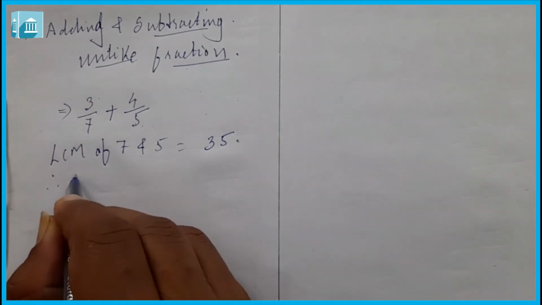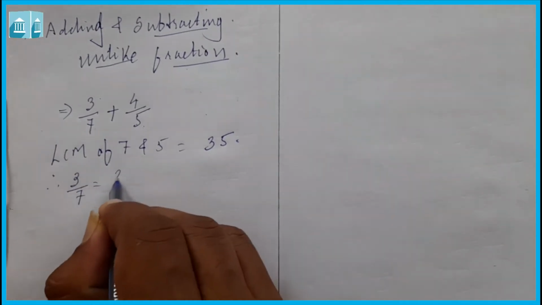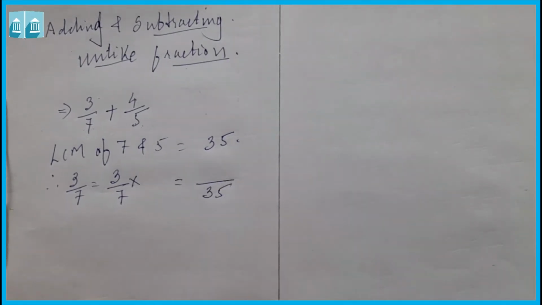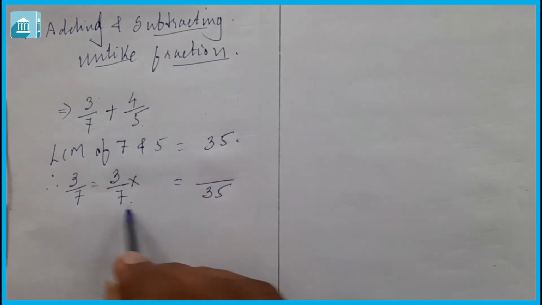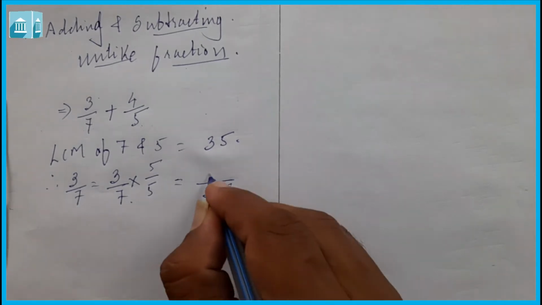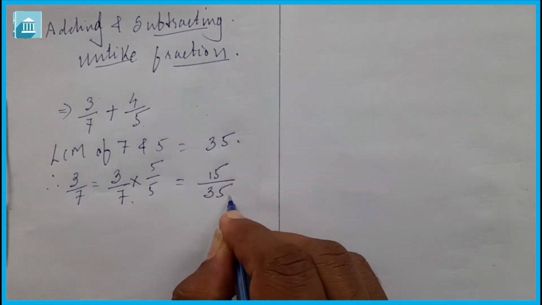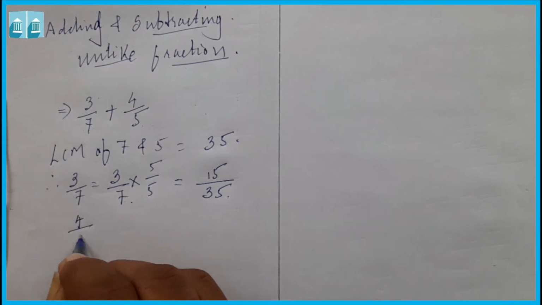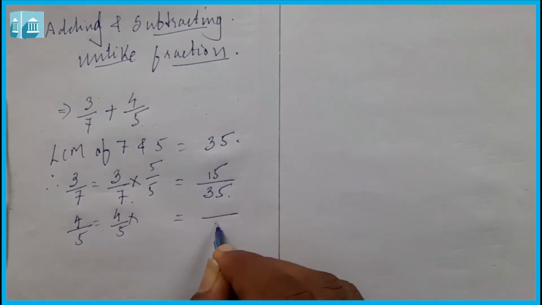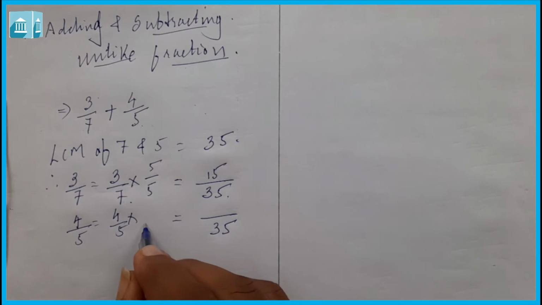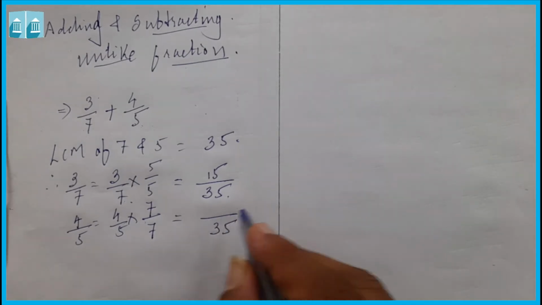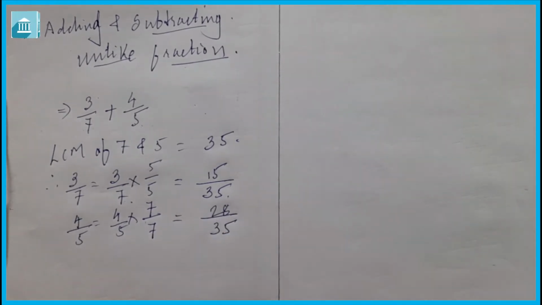Therefore 3 by 7 is equal to 3 by 7 into, here we have to bring 35, then only these both will be the same. So 35, then it will be multiplied by 5, so here also it will be multiplied by 5. So 3 5s are 15, 7 5s are 35. In the same way 4 by 5 is equal to 4 by 5, multiplied by something so that it becomes 35 here, so it will be multiplied by 7 upon 7, so 4 7s are 28.